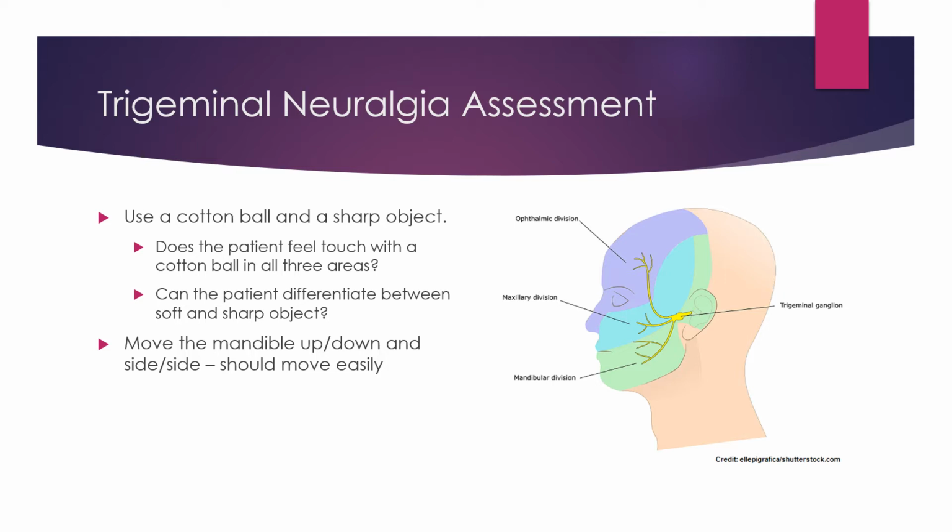Going on to the motor assessment, have them move their mandible up and down, so jaw up and down, and then side to side. It should move easily. They shouldn't have any pain with moving it, and that will give us our motor assessment of the trigeminal nerve.